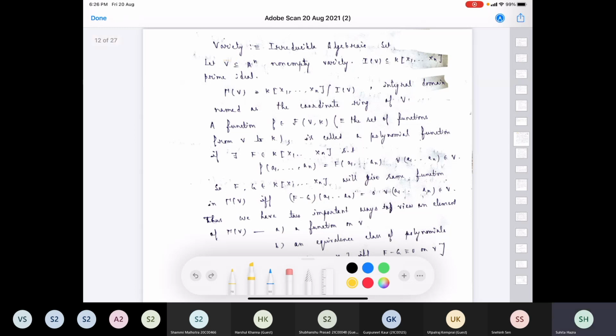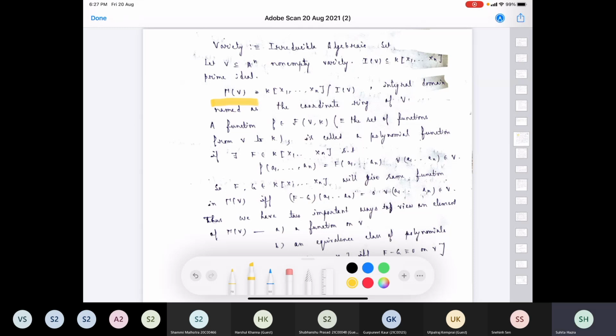So now if V subset of A^n is a non-empty variety, I(V) subset of K[x1, x2, ..., xn] is a prime ideal, because we have seen that V is irreducible if and only if I(V) is prime. So the integral domain, which I have denoted by Γ(V), is K[x1, x2, ..., xn] quotiented by I(V). Since I(V) is a prime ideal, Γ(V) is an integral domain. And we name it the coordinate ring of V.